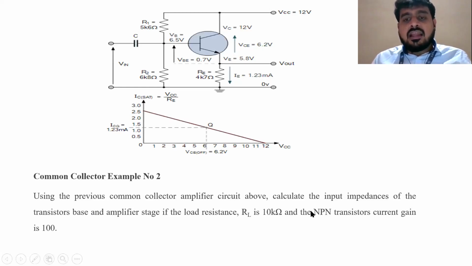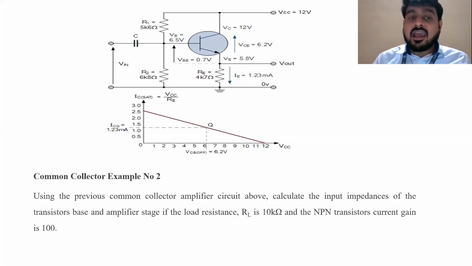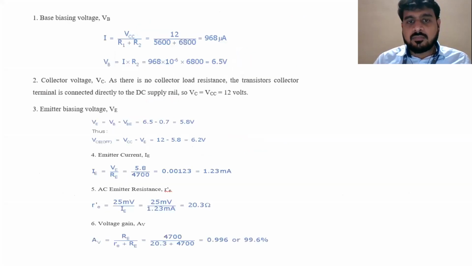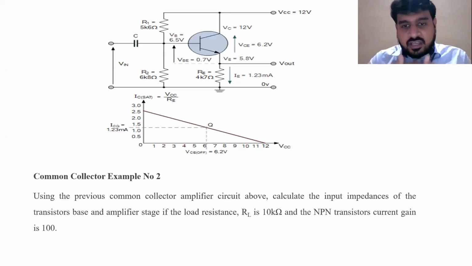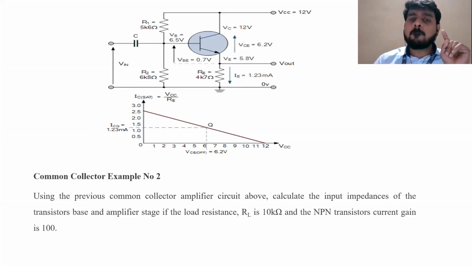Now what I'll do, I'll calculate the input impedance of the transistor base and amplifier stage if the load resistor RL is 10 kilo ohm and the NPN transistor current gain is 100. So what NPN transistor gain did I get last time? 99 point something, 99.6. Now the current gain is there, and current gain is output current by input current.